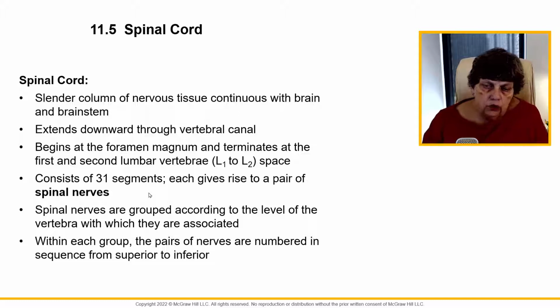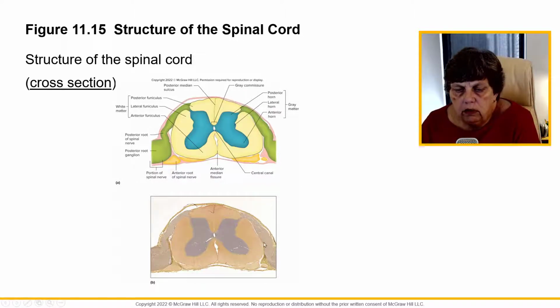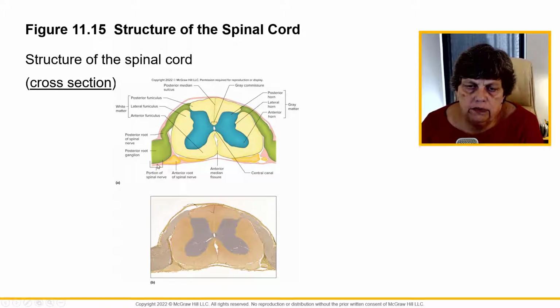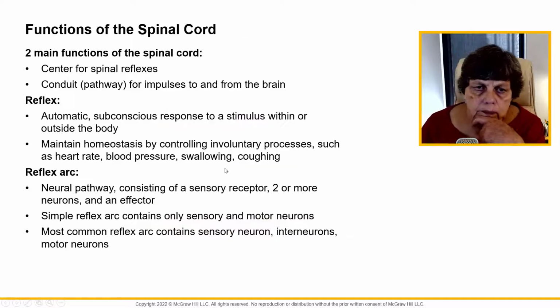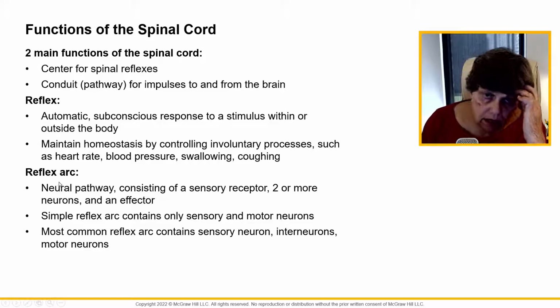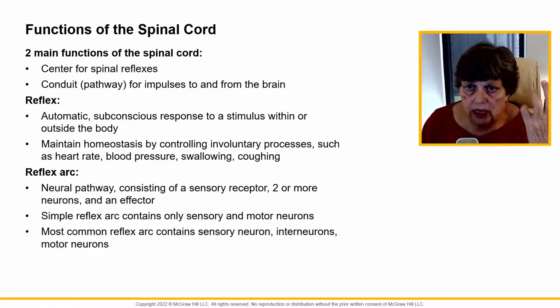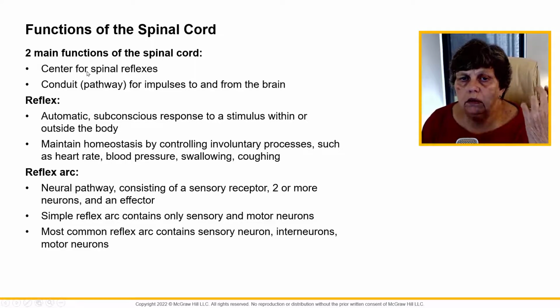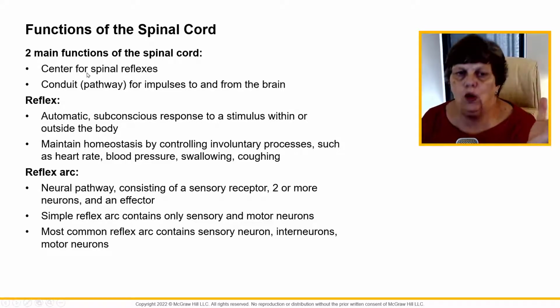And you have spinal nerves coming out through that vertebral foramen, and they are grouped according to the level of the vertebrae, so that you have cervical, you have thoracic, you have lumbar, etc. All right. If you look at the spinal cord, this is a cross section that we're going to take a look at, and this is kind of the model, the picture that you have. And you have two main functions of that reflex, and basically you have a reflex arc. The main thing with the spinal cord is to be able to do things quickly.